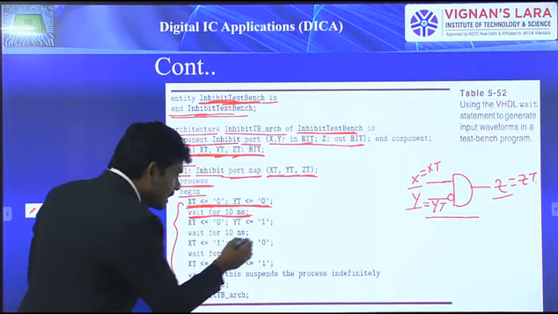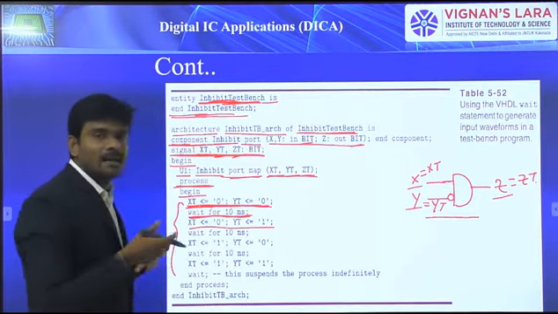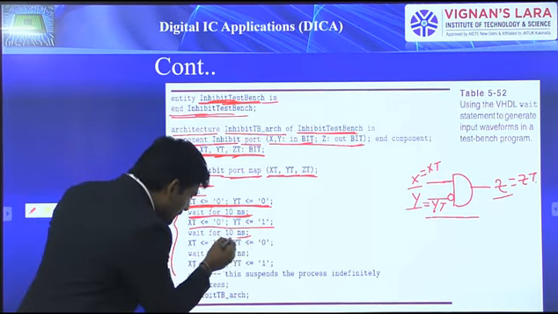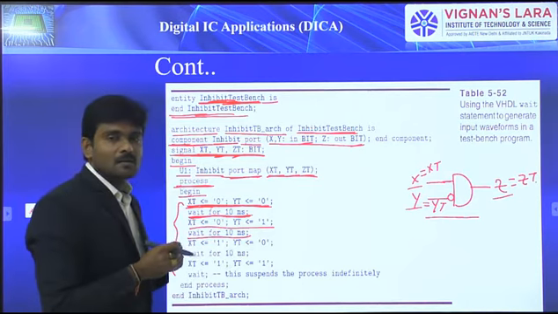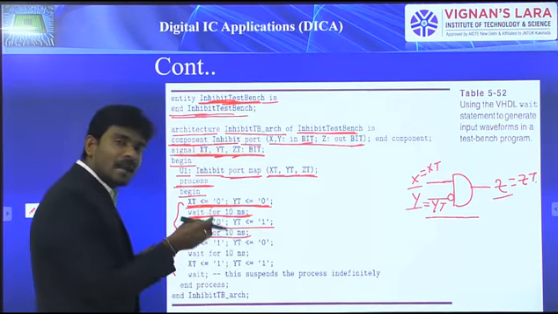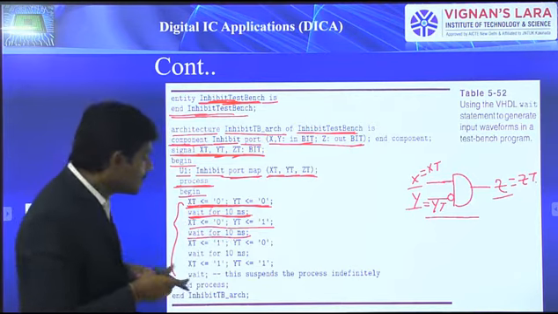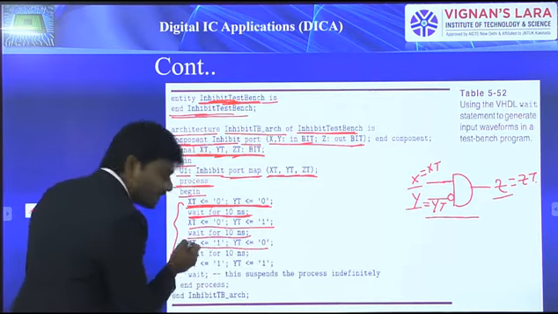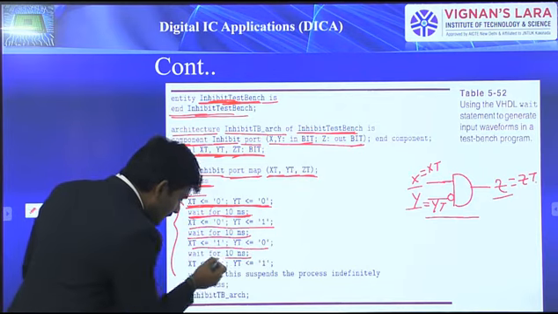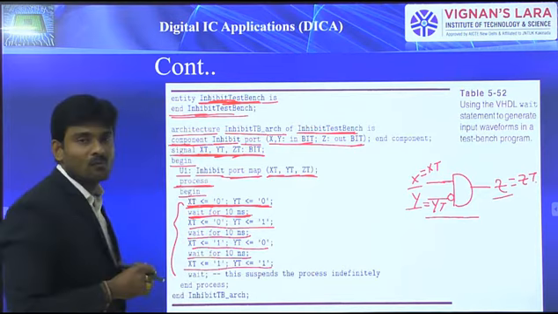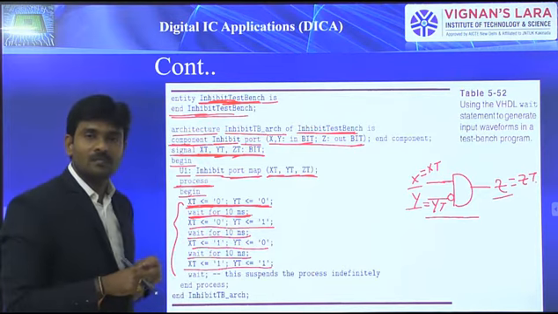Then after that, once again we are supposed to apply the second input combination, which is 0, 1. Then we need to suspend that process for a certain time duration. Because of that, once again wait for 10 nanoseconds. Then the third sequence, 1, 0. Then wait for 10 nanoseconds once again. Then the final one is 1, 1, where both inputs are 1.